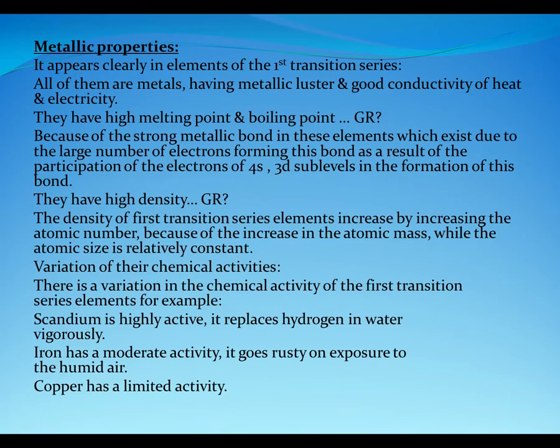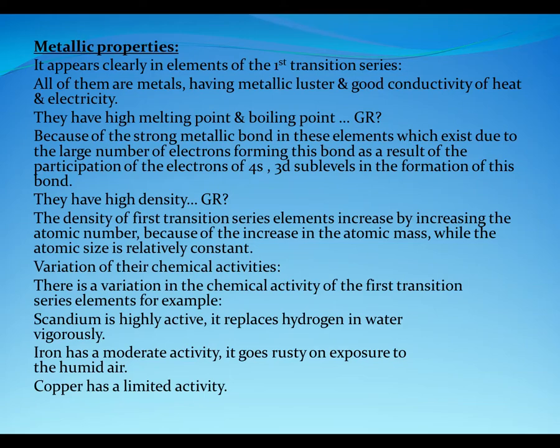After that, the metallic property. It appears clearly that in the first transition series, all of these elements are metals, having a metallic luster, good conductors of heat and electricity. They have high melting and boiling points. That's because of the strong metallic bond in these elements, which exists due to the large number of electrons forming this bond as a result of the participation of electrons of the 4s and 3d sublevels in the formation of this bond. The first transition elements have high density.